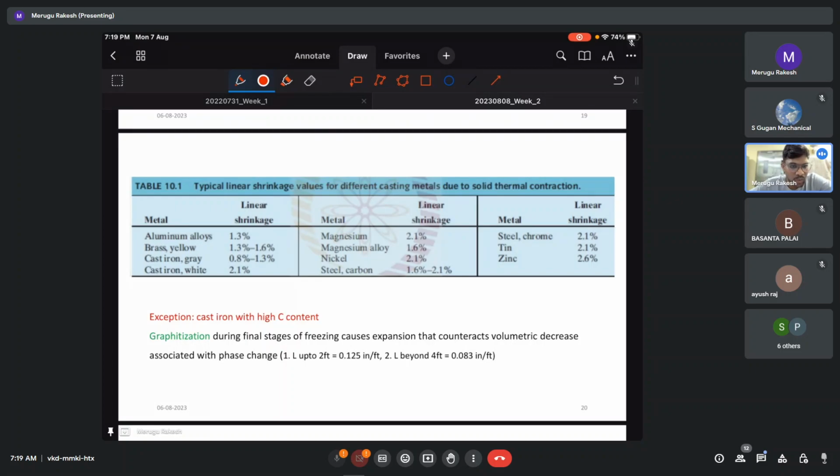If you see, up to 2 feet it is 0.125 inches per foot, but beyond 4 feet it is 0.083 inches per foot, which is very little. Okay. So that is why we generally will not consider cast iron for linear shrinkage. That means we will not provide the linear shrinkage for gray cast iron especially.